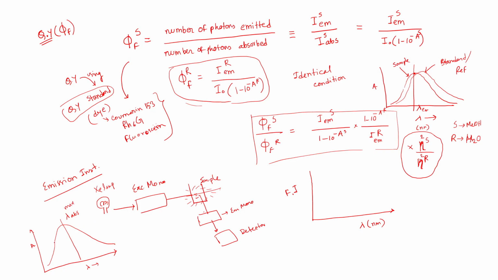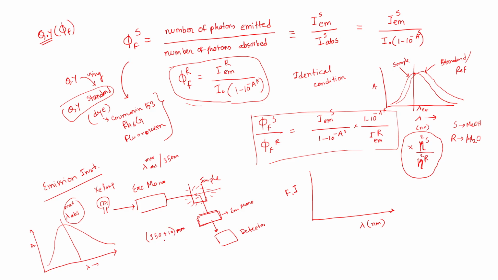You can choose any wavelength here to excite your sample, but generally what we do is take the lambda absorbance max and excite at that particular wavelength. Suppose you are choosing from the excitation monochromator, you are fixing lambda absorbance max, say 350 nanometer, and you will vary your emission monochromator.